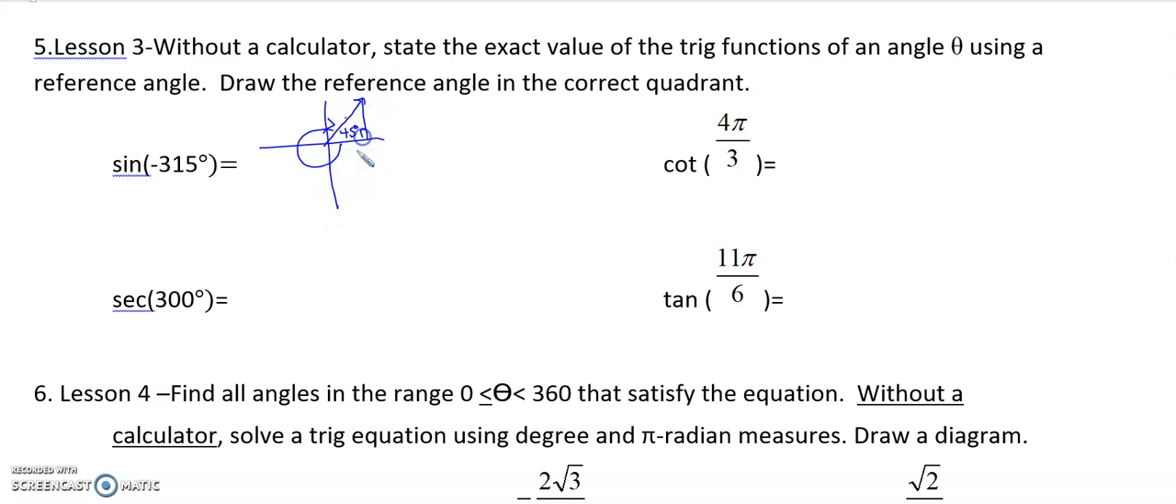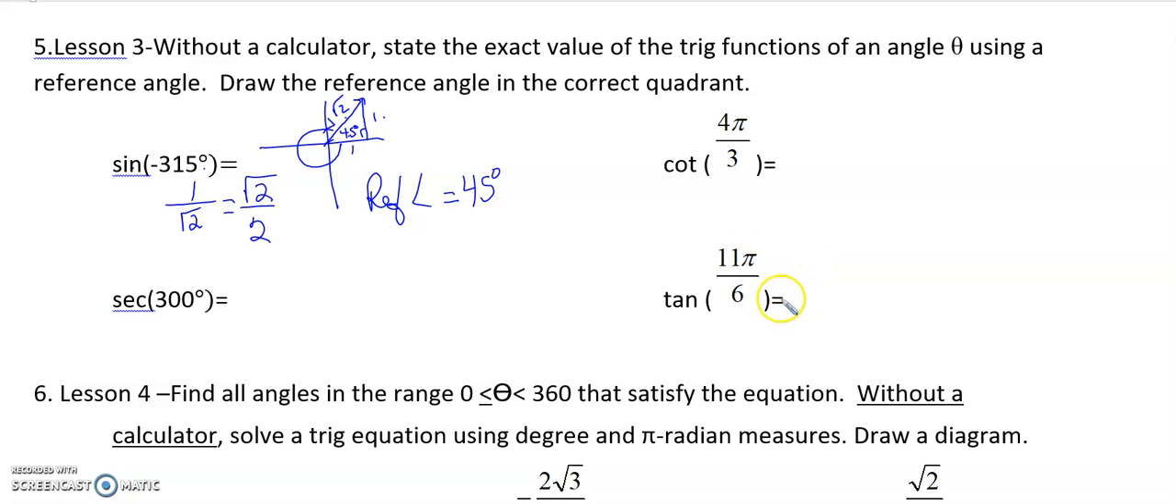Now, a 45-degree triangle has the same values no matter where it's located. The only difference would be if it were in a negative area, then we'd have to have negative values. If we look for the sine of this angle, the opposite is 1, the hypotenuse is square root of 2, so the sine will be square root of 2 over 2. So plot the angle, figure out the reference angle, which is 45 degrees, and then label your triangle and find the value they want.